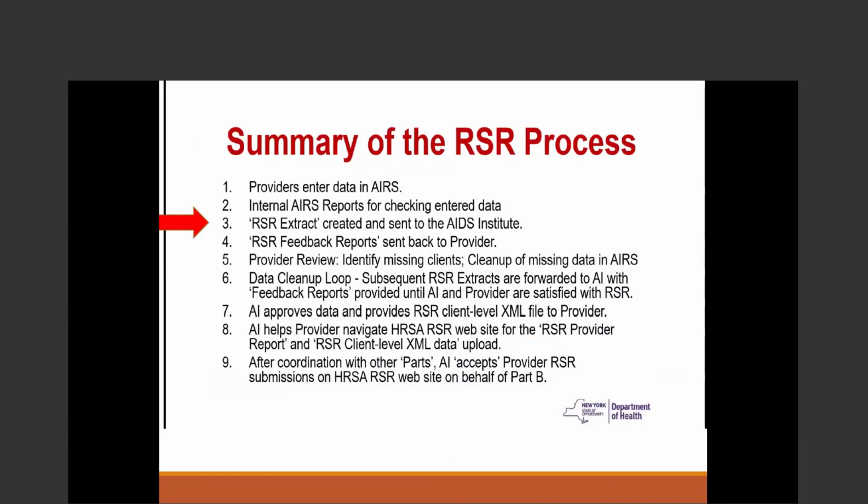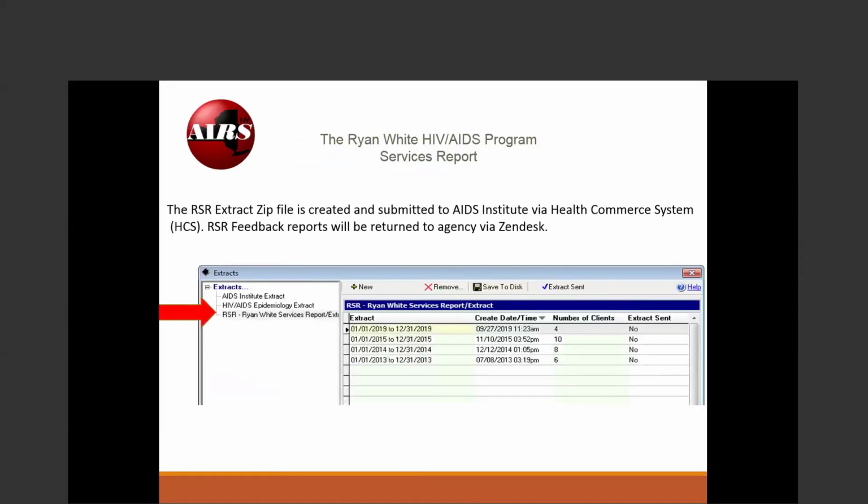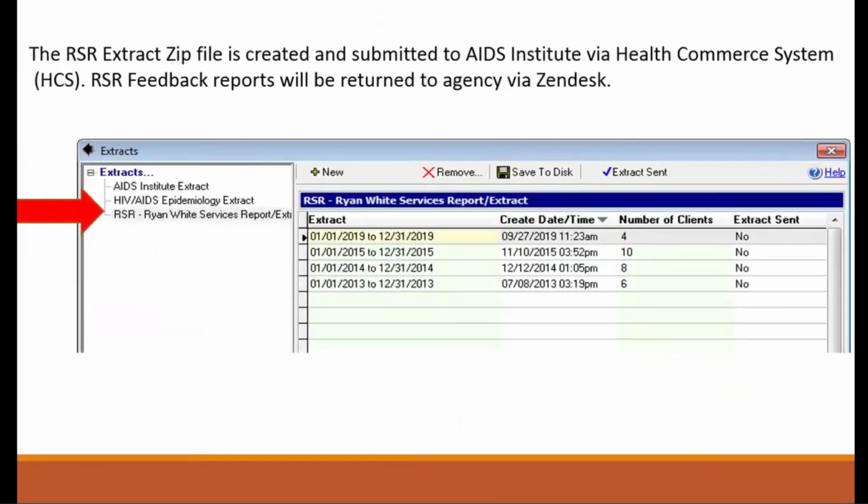So for those of you who are familiar with the regular AIDS Institute extract, which is the top option in the extract menu, this is the one at the bottom. So it says RSR Ryan White Services Report Extract. You would go through the same process as the AIDS Institute extract, click on New. You'll create the extract zip file. Click on Save to Disk, find the file, upload to the Institute via the HCS, the Health Commerce System.